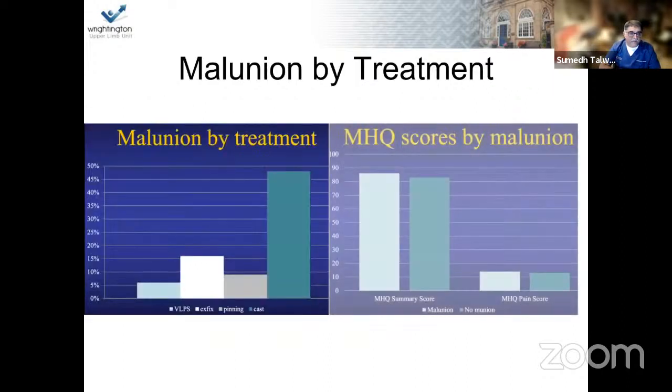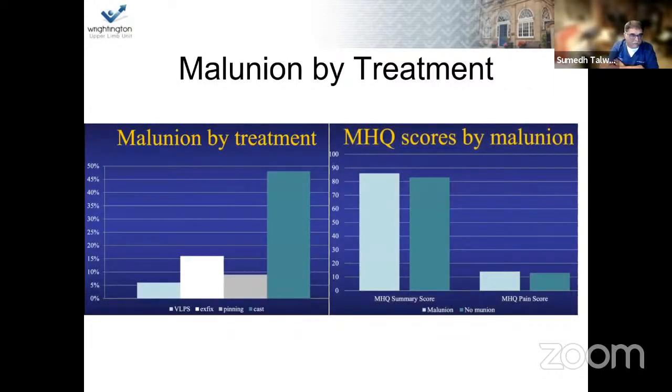This is manipulation by treatment, and this was something that the DRAFFT 2 trial looked at as well, where there was a significant rate of slippage when it came to casting. But effectively, these patients did not appear to come to much harm. And in terms of outcomes, the cast seemed to do as well as volar plating or K-wiring.